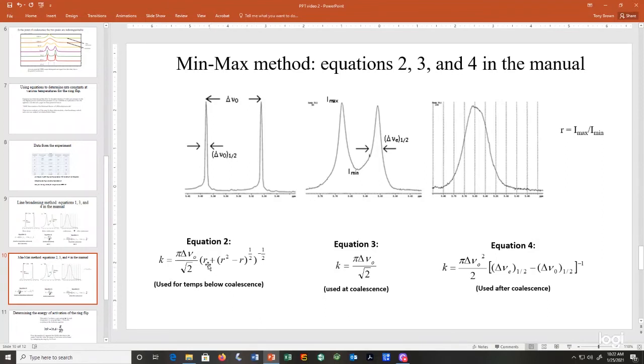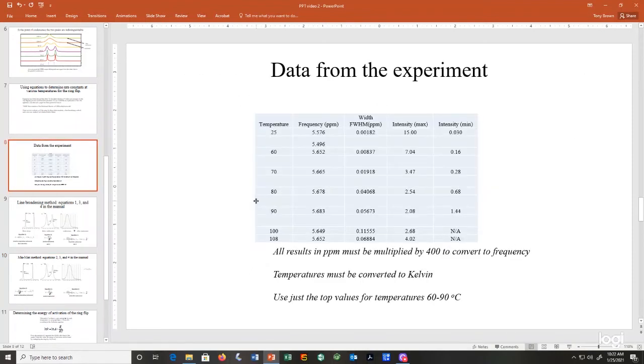So here we're going to introduce this R value. So what is R? R is simply the intensity maximum divided by the intensity minimum. So if we go back to our data, we can see that for all temperatures below coalescence, we have an intensity max and an intensity min. We just take this one and divide it by this one, and that will give us our R value for each one of these temperatures below coalescence.